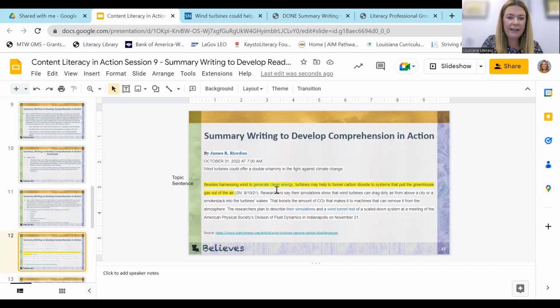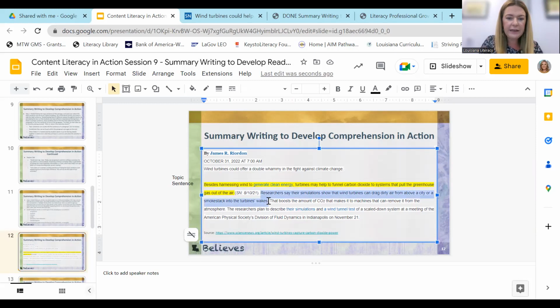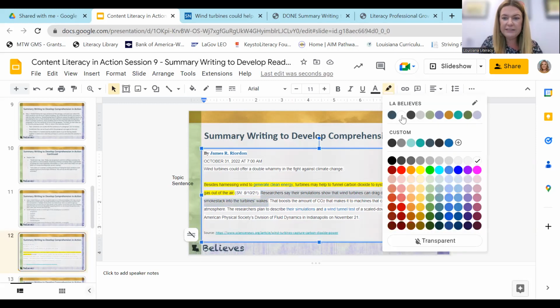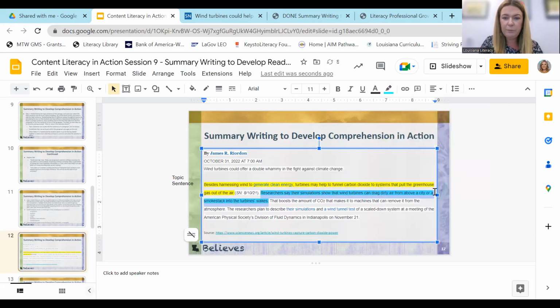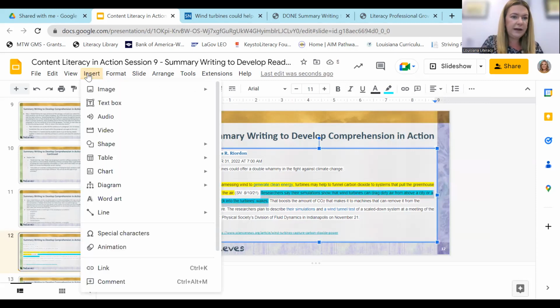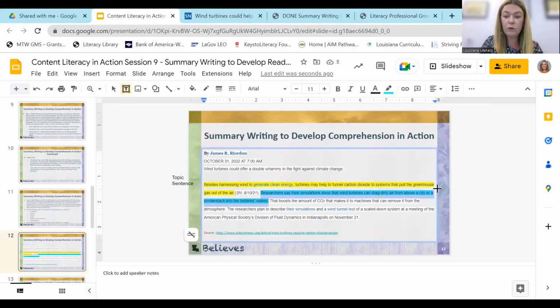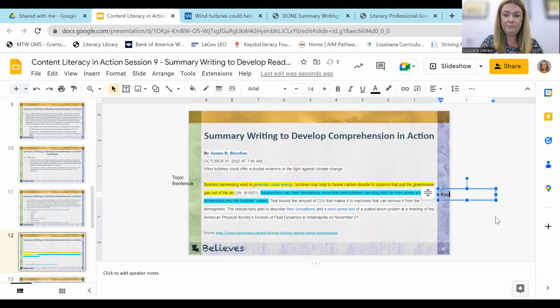So we're going to go ahead and highlight that as well. And we're going to pick a different color so we know it's a key detail. So we're going to do that one blue. We're going to make another little text box. And we're going to put key detail, so we know.